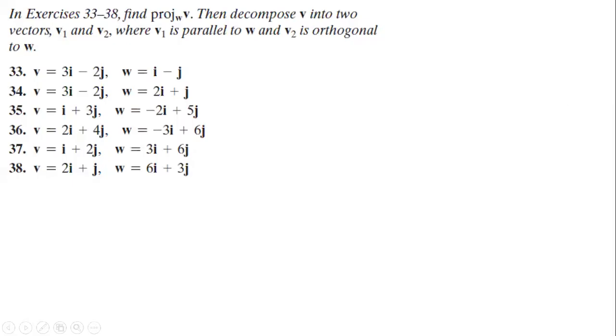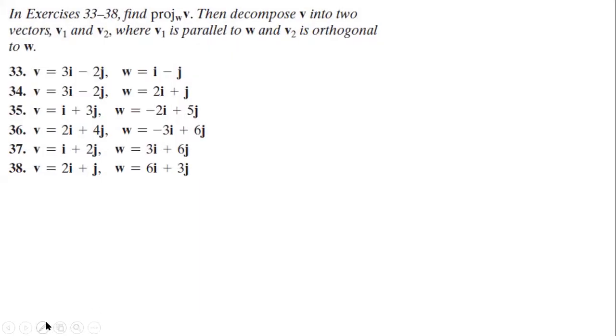Okay, again, 33: we would like to find the projection of V onto W, and then decompose V into two vectors V1 and V2, where V1 is parallel to W and V2 is orthogonal to W. So let's start first with Muhammad Sabai. Yes, Muhammad? It's number 33.